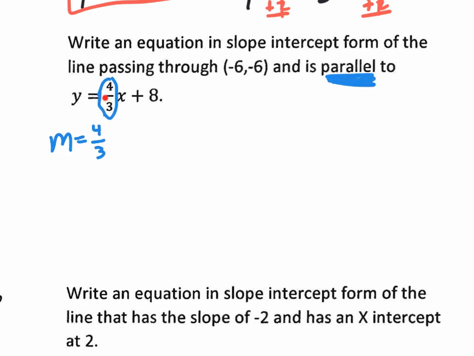I don't need this equation anymore. For all I care, I could just scratch it out. I already got what I needed from it, right? I'm not going to use it anymore. I got my slope, 4/3, and you don't have to scratch it out. I don't recommend it, but you're not going to use it anymore. Your slope is 4/3, and what else do they give us? They give us a point, x1, y1, so we could easily do point-slope form, okay?